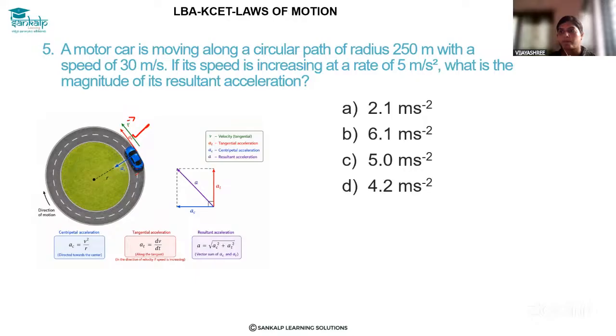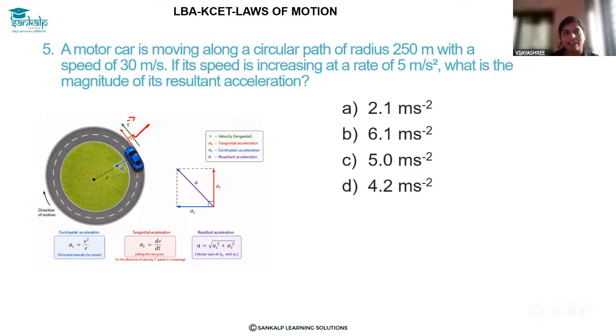So what does it do? It makes the car go faster or slower along the track. That is the role of tangential acceleration. Its direction is along the tangent, the same as the direction of velocity.